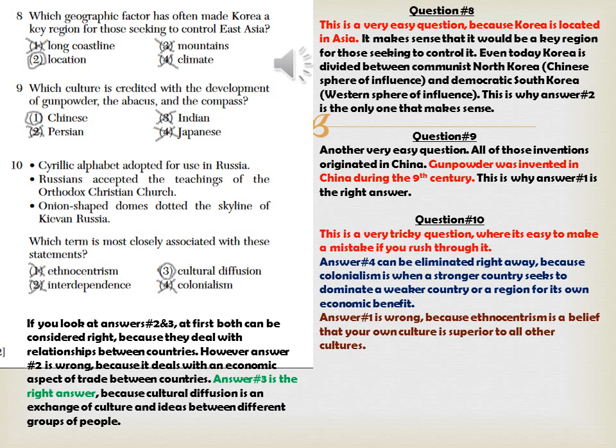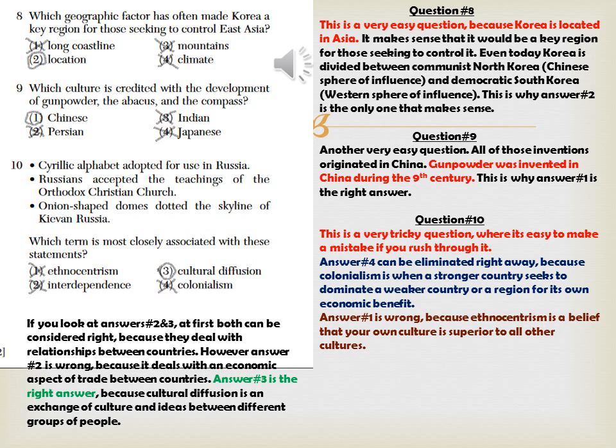Even today, Korea is divided between communist North Korea, which is under the Chinese sphere of influence, and democratic South Korea, which is under the Western sphere of influence. When you think of the Western sphere of influence, you have to think about the United States, of course. So, this is why answer number 2 is the only one that makes sense. So, let's move on to question number 9.